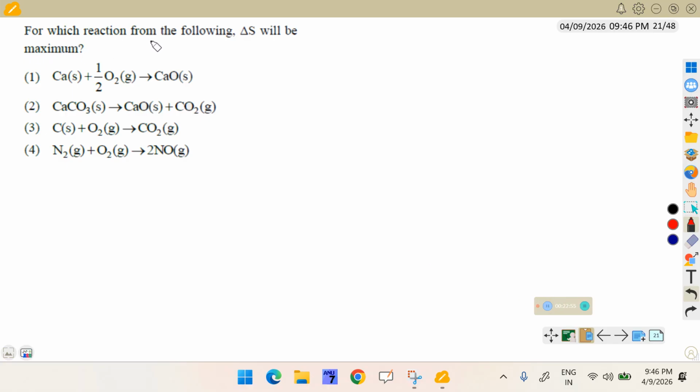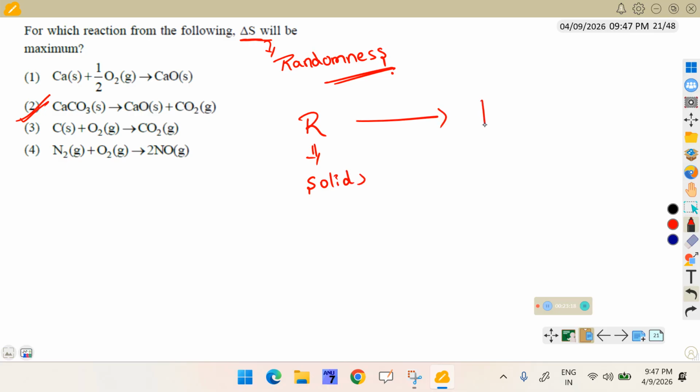For which reaction from the following will ΔS be maximum? Change in entropy, ΔS, is the change in randomness. In which case is randomness maximum? Second option. Why? In the second option, the reactants are solids, but one of the products is a gas. That means the reactant solids are converted to gases, so the ΔS value is positive.